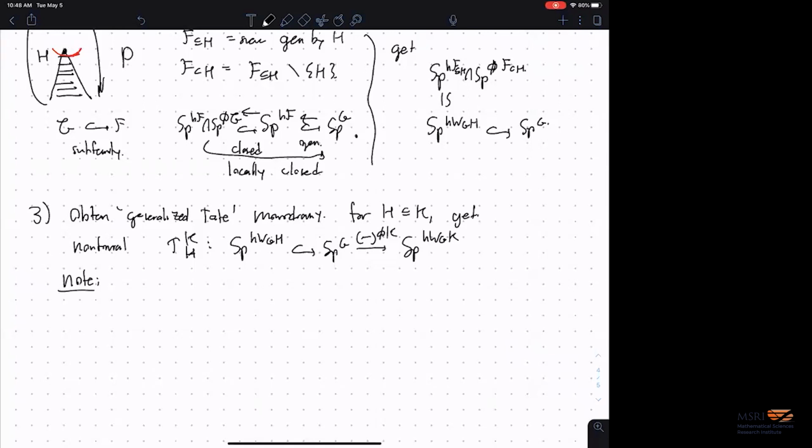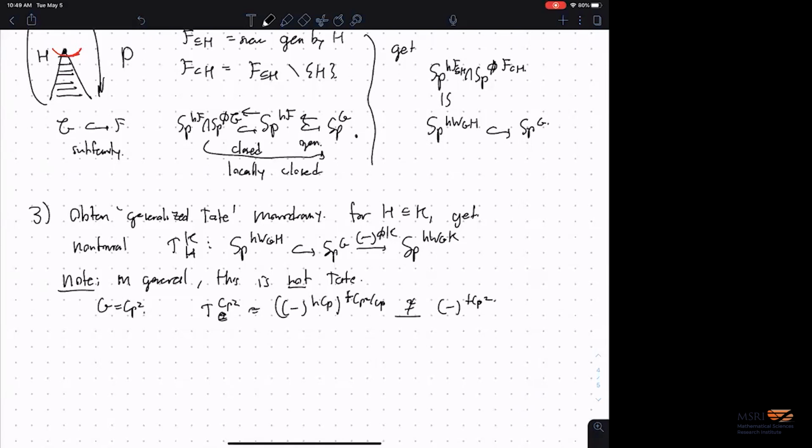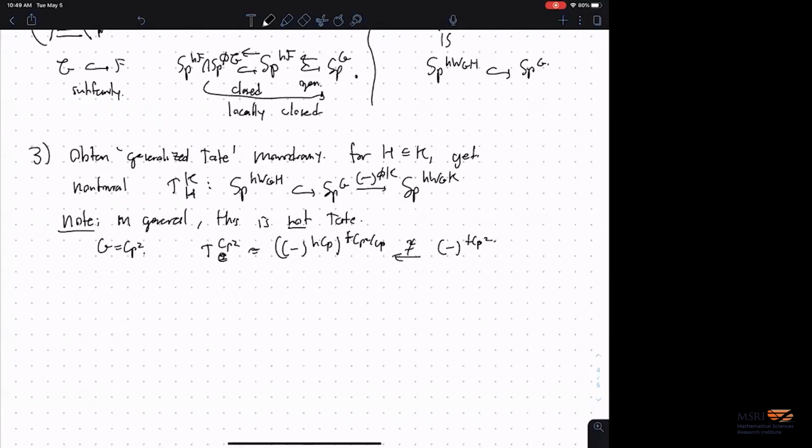But let's note that, in general, this is not the Tate construction. For instance, if G is CP squared, tau of CP squared comma E, or 1, is equivalent to taking the homotopy CP fixed points and then taking the Tate with regard to the residual action, which is not, of course, the CP squared Tate, but does receive a map from it. So tau G E is sometimes called the proper Tate construction, but this as written operates in even more generality because you're considering a pair of subgroups.